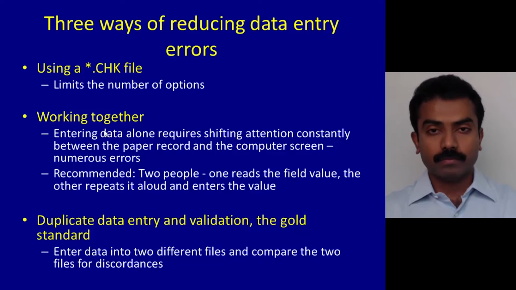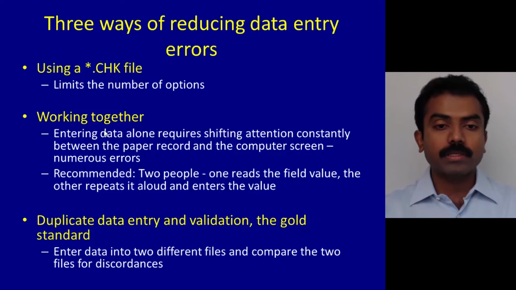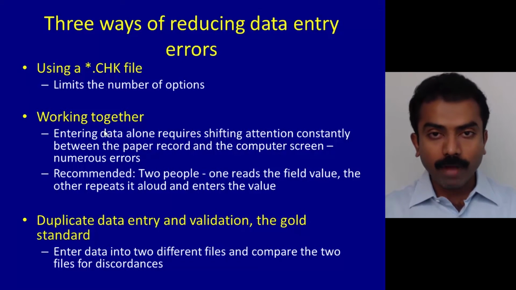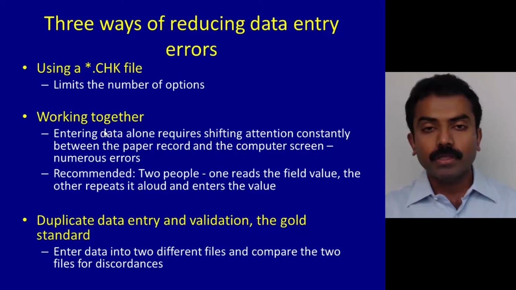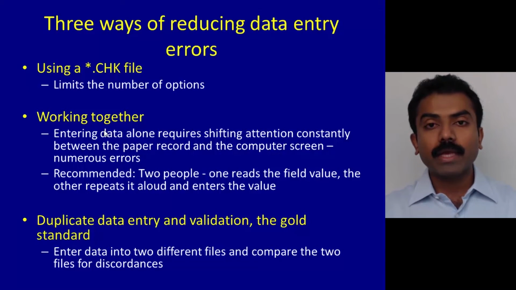But there are some other ways which we can do to handle such errors. One is to work together. If you are entering data alone, that means you are constantly shifting your attention between the paper record and the computer screen. And in that process, you are almost guaranteed to have many data entry errors. Instead, if two people work together, with one reading the value from the original source, the other repeating it aloud to ensure that that was what was said and entering the value in the computer, then we can prevent a lot of data entry errors.